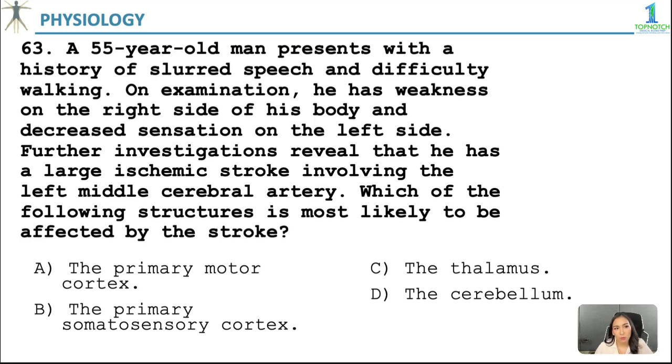Okay, let's go to 63. A 55-year-old man presents with a history of slurred speech and difficulty walking. On examination, he has weakness on the right side of his body and decreased sensation on the left side. Further investigations reveal that he has a large ischemic stroke involving the left middle cerebral artery. Which of the following structures is most likely to be affected by the stroke? Okay, so you have motor symptoms. So the correct answer is the primary motor cortex.